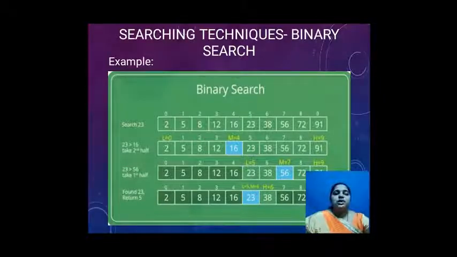From the second half, the middle element is 56. The 56 is compared with 23. So 23 is less than 56. So from the left, in the second half, 23 to 38 is less than the middle value. The first element is compared, that is 23 is compared, and it is equal. So this is how we search the element in the binary search method.